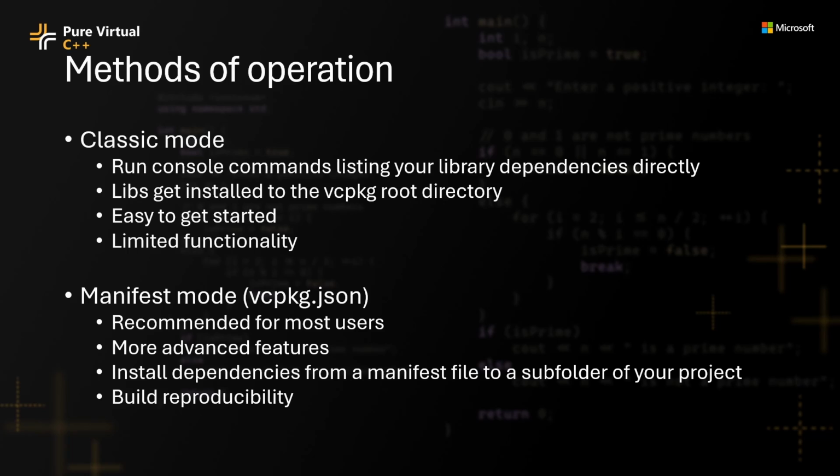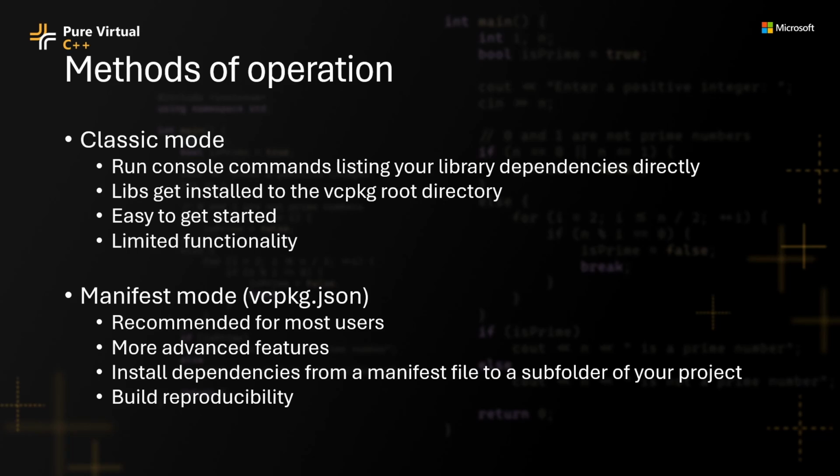However, for most users, we recommend manifest mode. In this mode, vcpkg takes a manifest file called vcpkg.json as input and builds packages in a subfolder of your actual project. The manifest file can list your library dependencies, library features, version constraints, and other relevant input. Since this is a basic text file, you can check it into your source control repository so your whole team can make use of it.